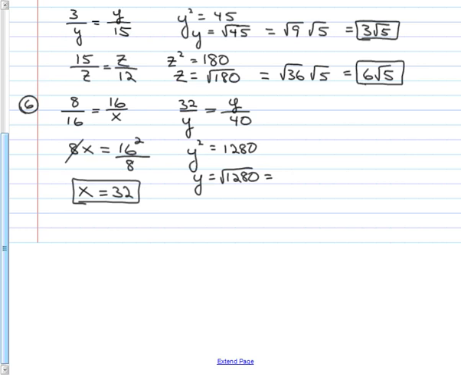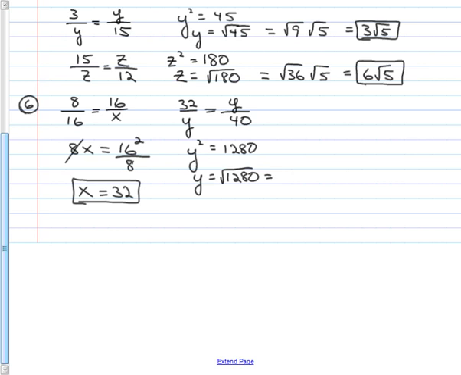Well, 40 is not a perfect square. It may go into 1280. You may even want to make a list of those perfect squares on your paper. 4, 9, 16, 25, 36, 49, 64, 81, 100, 121, 144. What number? Oh, I heard a 256.